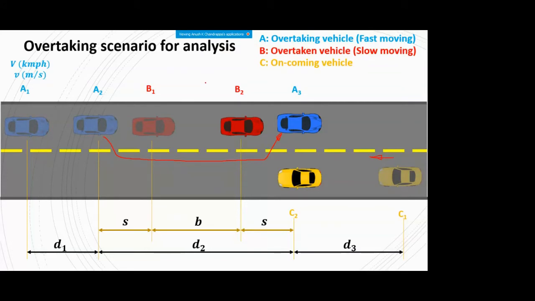So to avoid the complications in the analysis, what we have assumed is that the overtaking vehicle and the oncoming vehicle, that is vehicle A and vehicle C, are traveling at a speed of V kmph, capital V, and V is nothing but the design speed. So we are taking the theoretical maximum speed that the vehicle can travel.